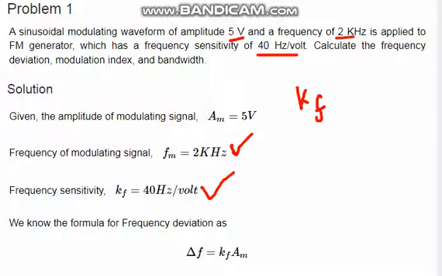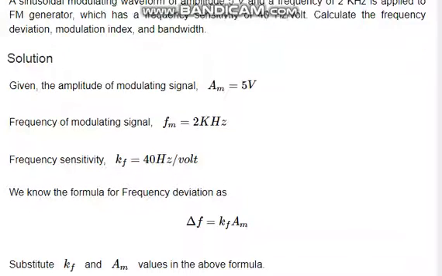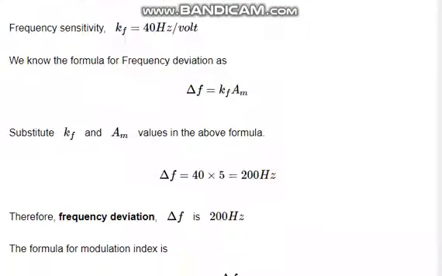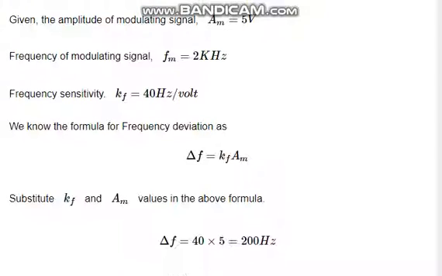FM has been given here, 2 kilohertz. AM has been given here, 5 volt, and we know the formula for frequency deviation: del F is equal to KF AM. That means if you just put the values in this equation, you will get the frequency deviation. So the frequency deviation is 200 hertz.